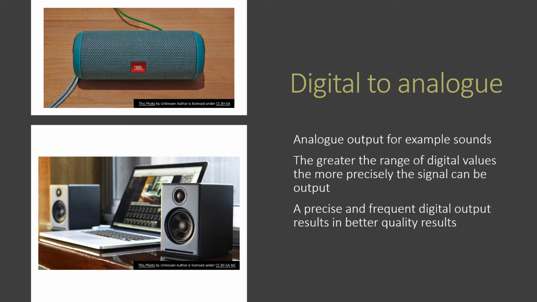In the input lesson, I talked about analog to digital conversion. That is turning the smooth analog data of real life into number form. When we do output, we do the same thing in reverse. We take the digital values inside the computer and turn them into analog outputs, and a very good example would be sound.